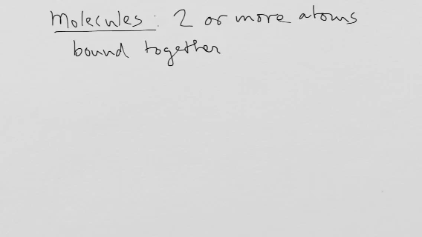A molecule is when two or more atoms bind together. Now notice how I didn't say two or more different kinds of atoms, because you can have some molecules of atoms of the same element. In nature there are a variety of atoms on the periodic table that are not stable all by themselves.